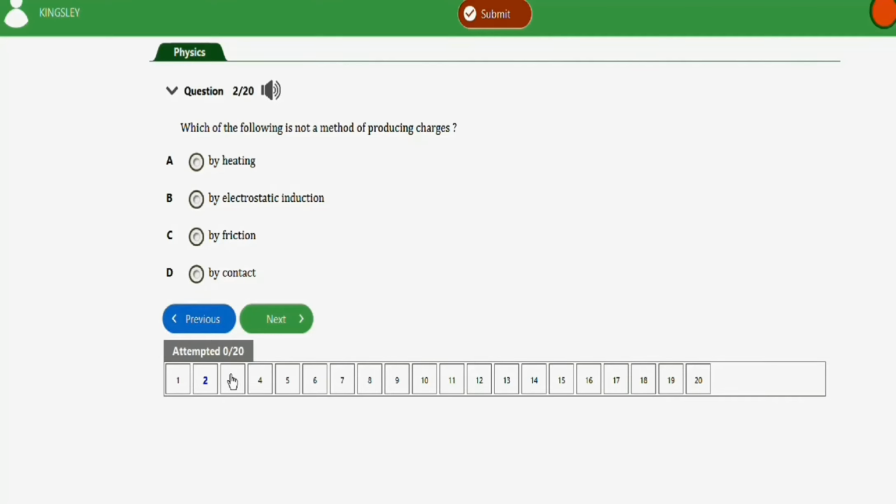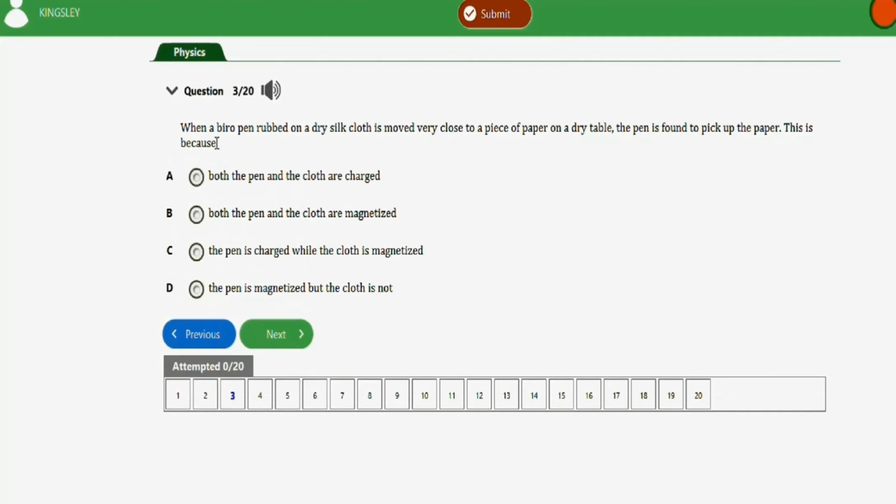Okay, next question will be this one. It says, when a biro pen rubbed on a dry stained cloth is moved very close to a piece of paper on a dry table, the pen is found to pick up the paper. This is because both the pen and the paper are charged; both the pen and the cloth are magnetized; the pen is charged while the cloth is magnetized; the pen is magnetized, but the cloth is not. So the right option to this question is option A, which is both the pen and the cloth are charged.